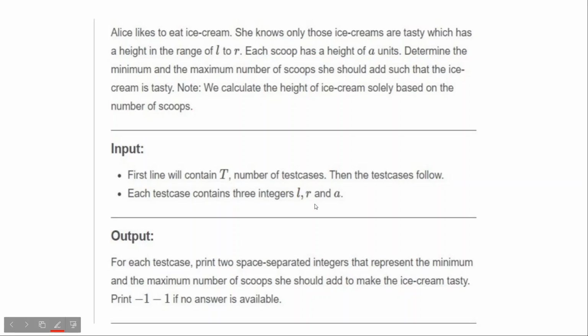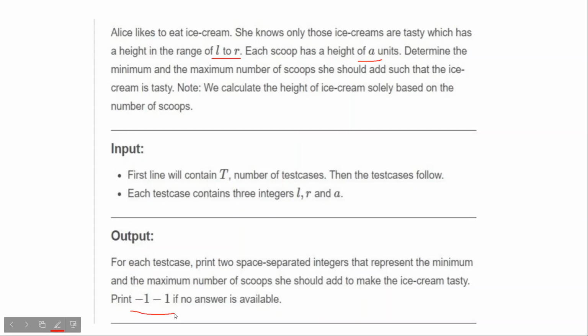So the problem statement says that Alice likes to eat ice creams and only those ice creams are tasty which have their height in the range of L to R. It is even given that the height of each scoop is A units and we need to determine the minimum and maximum number of scoops she should add such that the ice creams are tasty. In case we cannot find an answer, we must be printing -1 and -1.